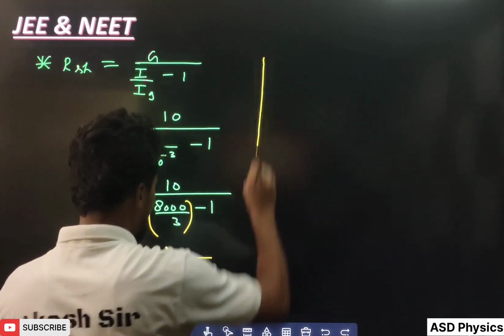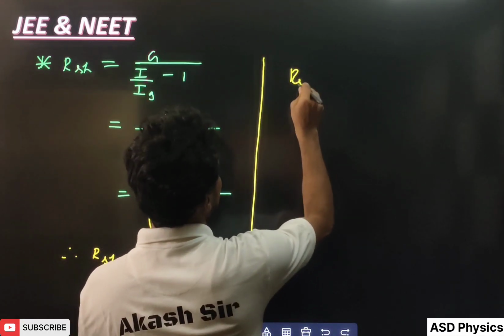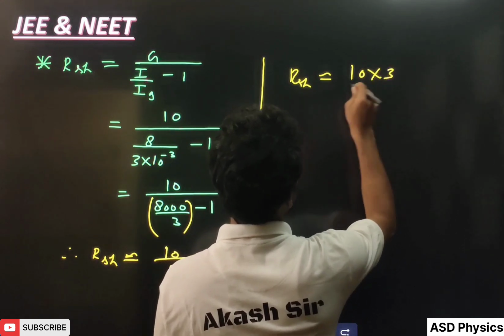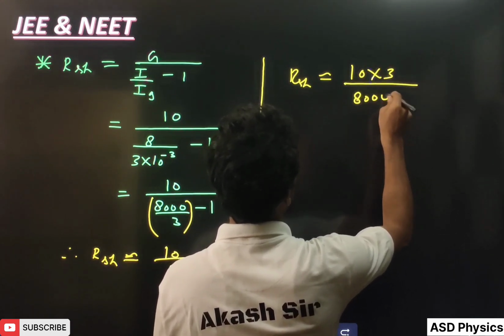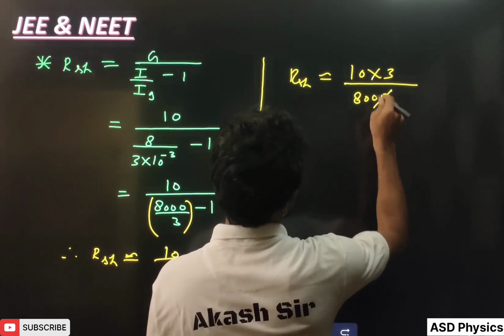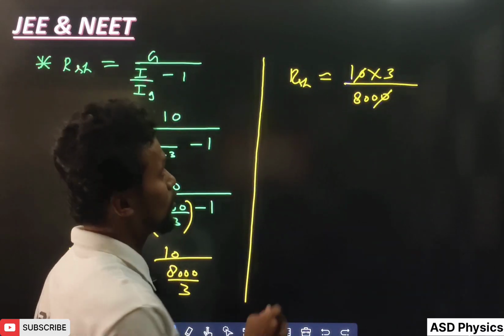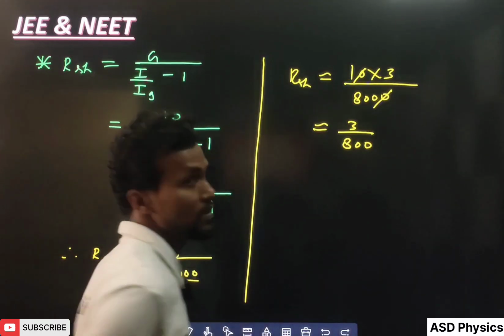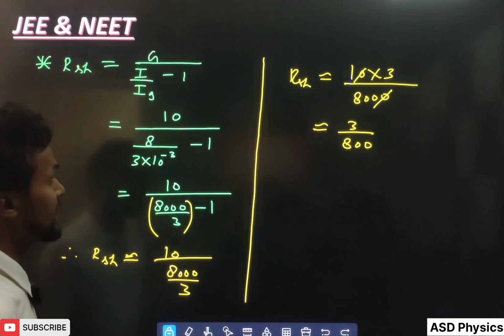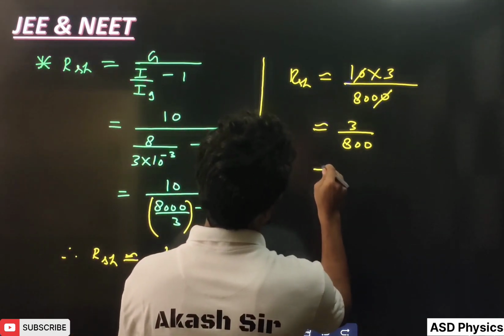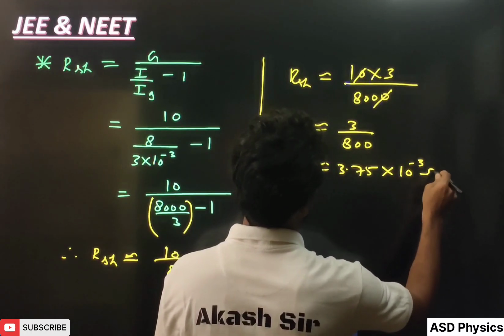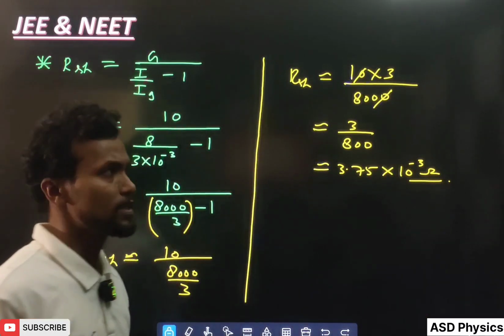The approximate value of the shunt then becomes 10 into 3 by 8000. You can see this 0 and this 0 will cancel out, so it is 3 by 800. When you simplify this, it comes to 3.75 into 10 power minus 3 ohm. You just have to simplify this.